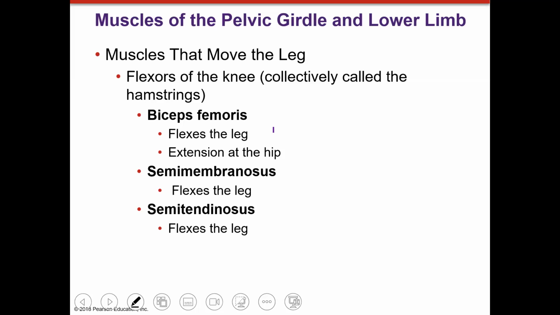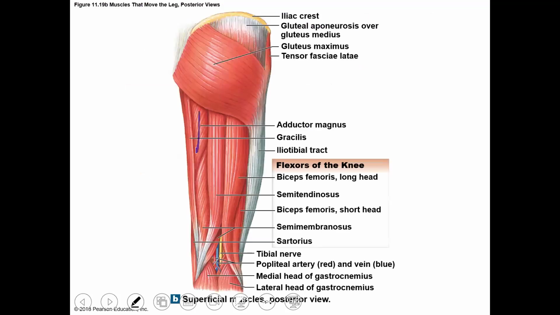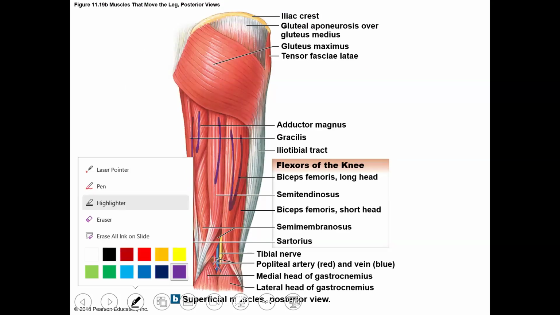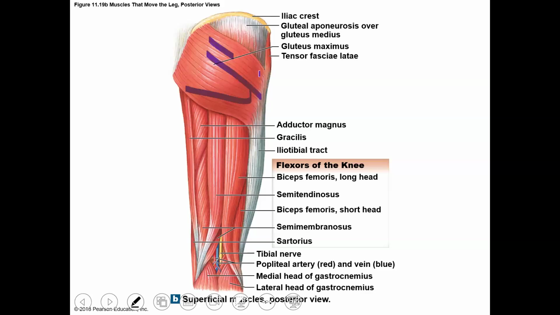All right, biceps femoris, don't get confused with biceps brachii. Brachii is arm, biceps femoris is on the femur. Flexes the leg, extends the hip. We're going to see semimembranosus and semitendinosus, and collectively we're going to call these the hamstrings at the back of the leg here. Okay, so we can see glute max right here.